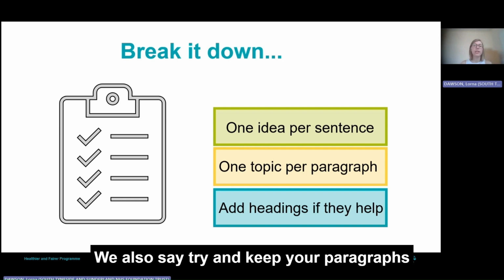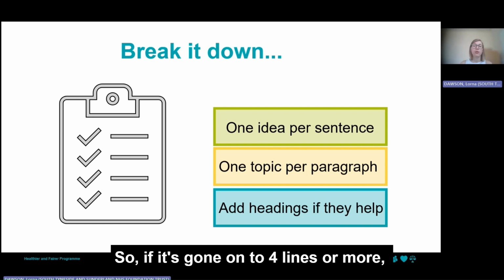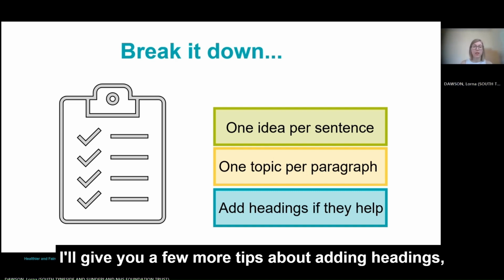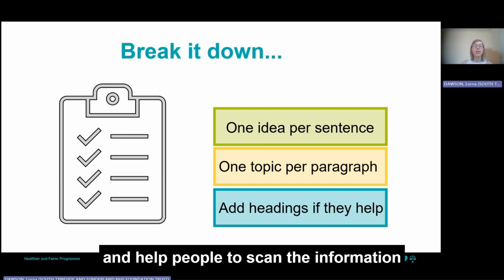We also say try and keep your paragraphs no more than 4 sentences long. So if it's gone on to 4 lines or more, it's probably getting a bit long there. And also add headings if they help. I'll give you a few more tips about adding headings, but these just break information down even more and help people to scan the information and get to the bit that they need quickly.